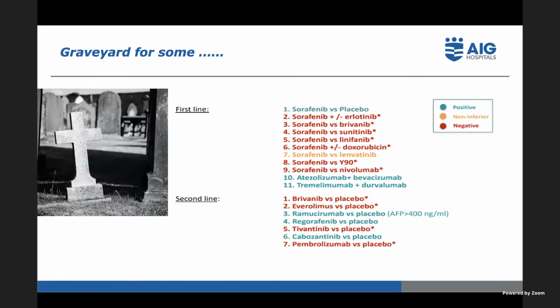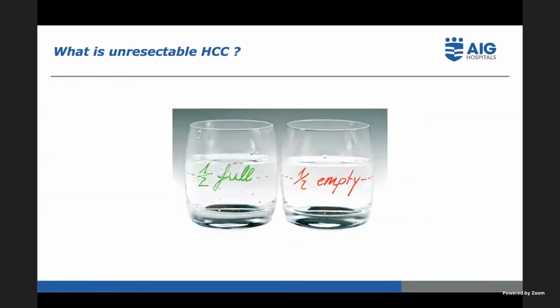This is a very nice slide, which I always like, because those in red show the graveyard. So it's been a graveyard for many of the combinations. If you see, there are only a few in green which survive to be labeled as useful therapies and to be used in guidelines. So coming to the first part of the question, what is unresectable HCC?